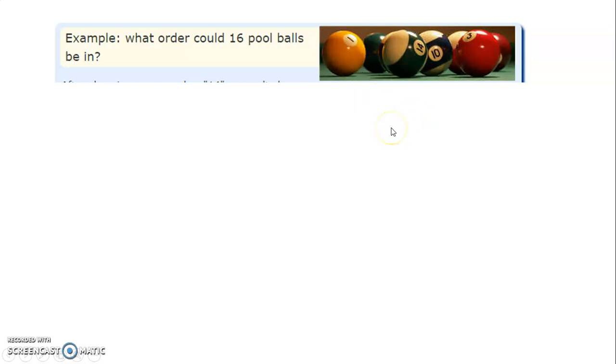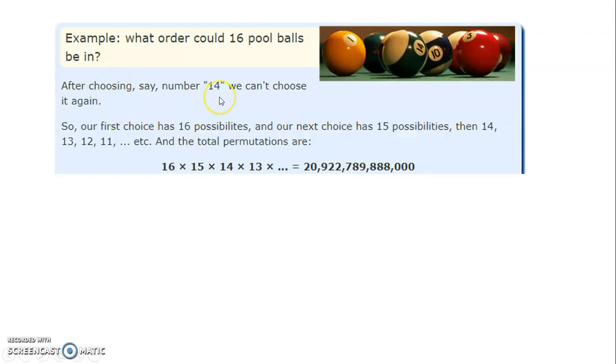What we mean there is take ball number 16 and put it first, and then take any other ball and put it second, take any other ball and put it third, and so on. So after you choose, let's say you're going to take the number 14 ball and put it first, you can't choose it again. So instead of having 16 pool balls left to choose from, you'll only have 15 pool balls to choose from. And so as you can see, our first choice has 16 possibilities, the next choice has 15, then 14, and so on and so on and so on. So you just multiply the number of choices you have at each step.